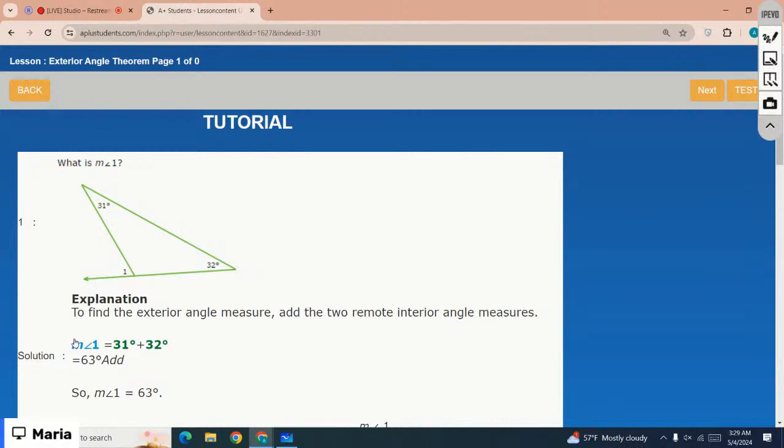And they have the angles 31 and 32. So you can simply add them. That would be the angle measurement of the exterior angle, right? So 31 degrees plus 32 degrees is 63 degrees. So angle 1 equals 63 degrees, right?